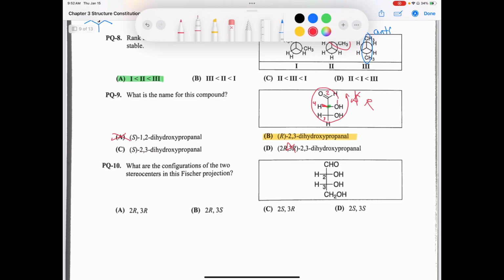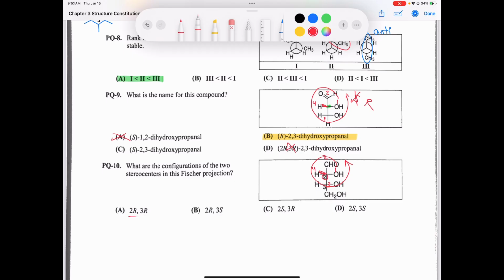So we'll start with the chiral center at carbon number 2. So we have 1, 2, 4, and 3. So we're going 1, 2, 3. So we're going counterclockwise, which would be S, but we flip that to R because the hydrogen is going to be on a wedge.